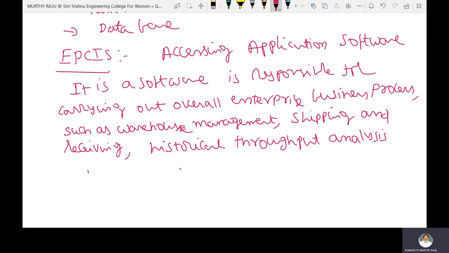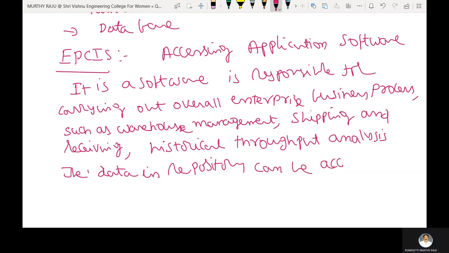The data in the repository can be accessed by the accessing application.